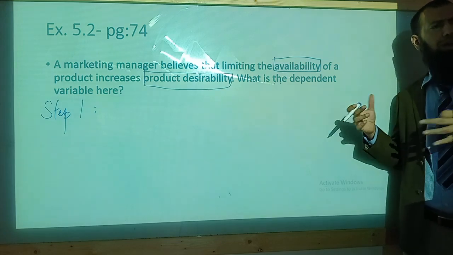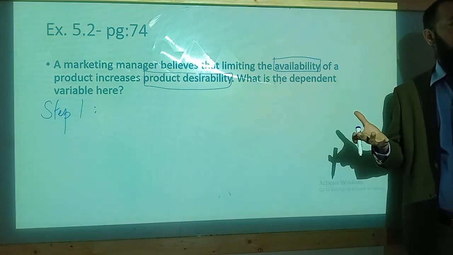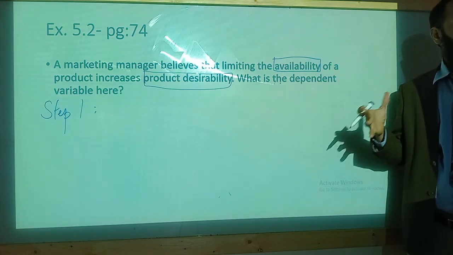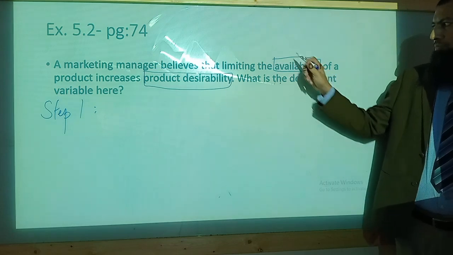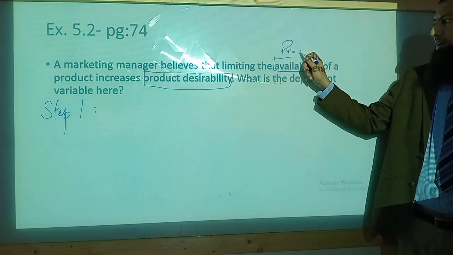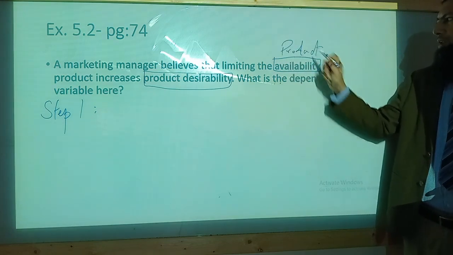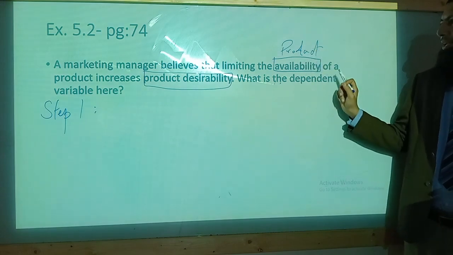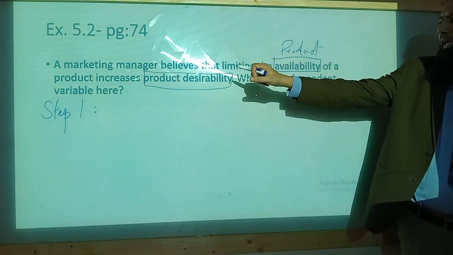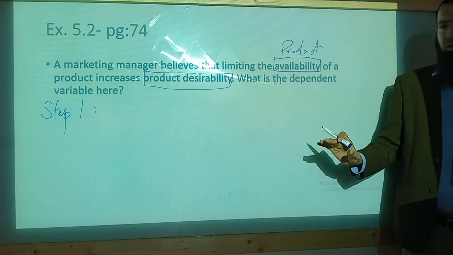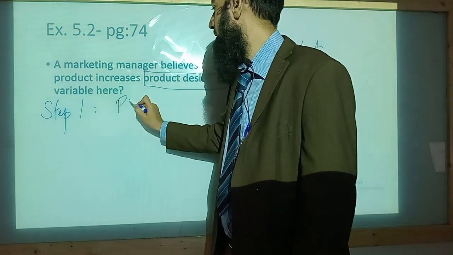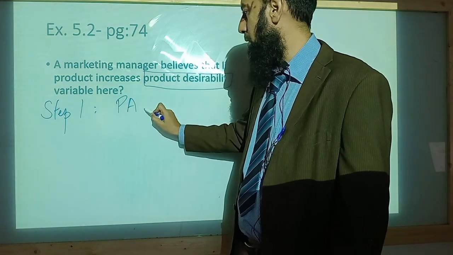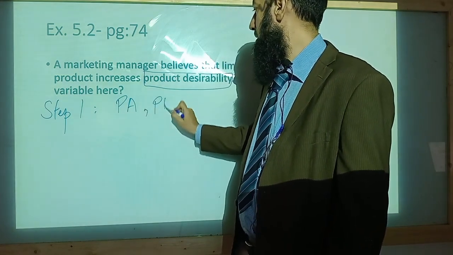So you need to understand that literature helps you in that actually. It is just a learning situation we are discussing, but the literature tells you what is the exact variable name. So you can also take product availability. Product availability increases product desirability. So what is step 1? Product availability. I am just writing the shortcut. Desirability.